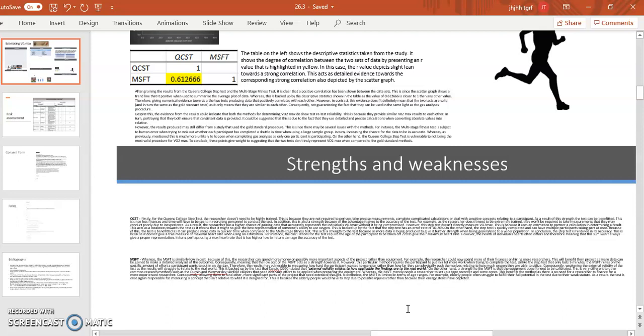As a result, the researcher has a higher chance of gaining data that accurately represents the individual's VO2 max without it being compromised. However, this step test doesn't directly measure VO2 max. This is because it uses an estimation to partner a calculation in determining the result. This acts as a weakness towards the test, as it means that it might not give the best representation of someone's ability to use oxygen. This is backed up by the fact that the step test has an error rate of 10 to 20%.